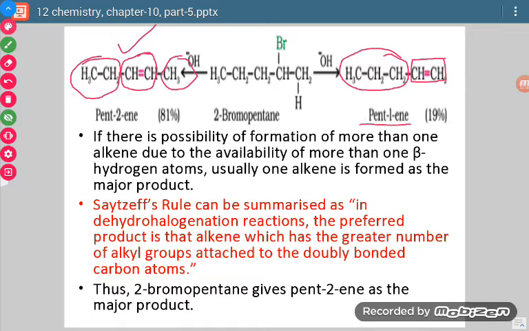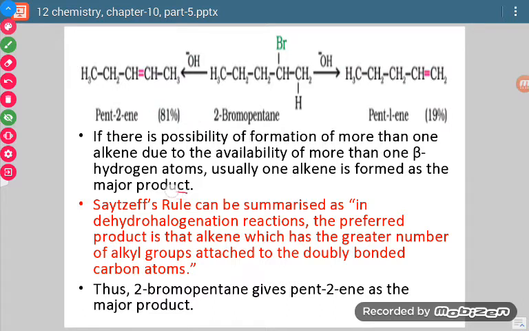It will be the minor product. Minor product means it will be 10 to 20% formation, and major product will be 80 to 90% formation. Okay, so this thing is called Saytzeff's rule. According to this rule we decide which will be the major product or which will be formed more. So what is the rule? The alkene formed is preferred which is maximum alkylated.